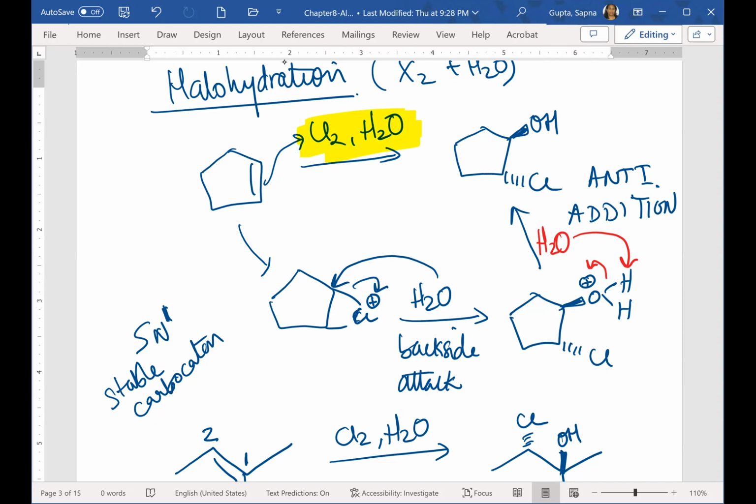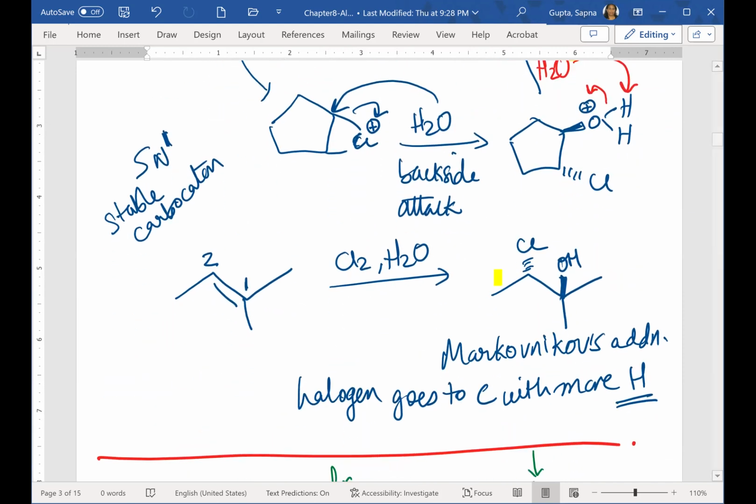You can also do bromination here, okay? So bromine and water and chlorine and water. Again, you will have the anti-addition, so that's an important thing. The other thing about this is it's also a Markovnikov addition. In this case, I've shown that to you over here, that this is a Markovnikov addition.